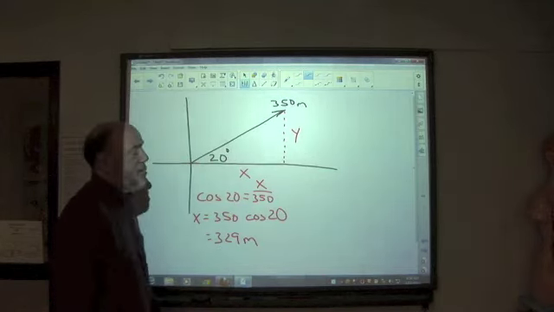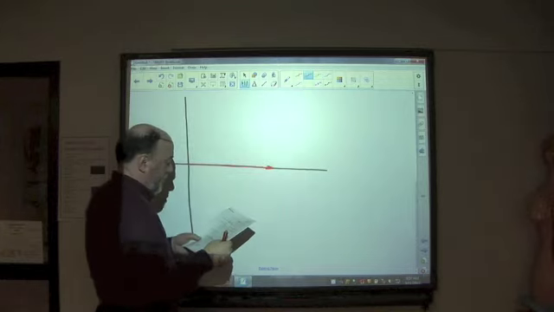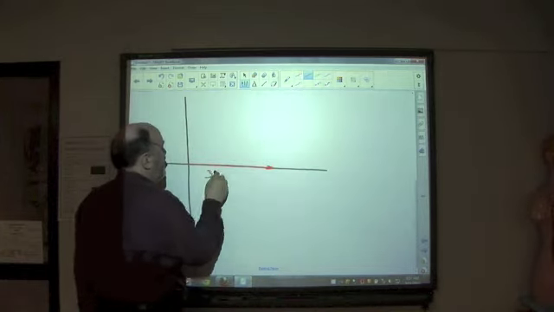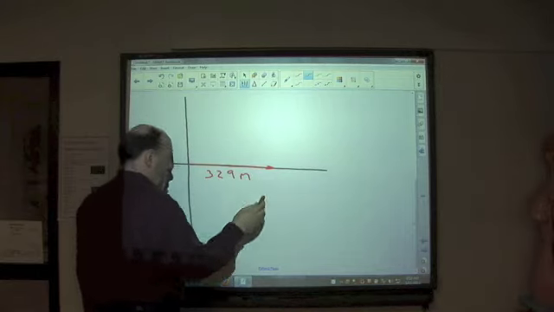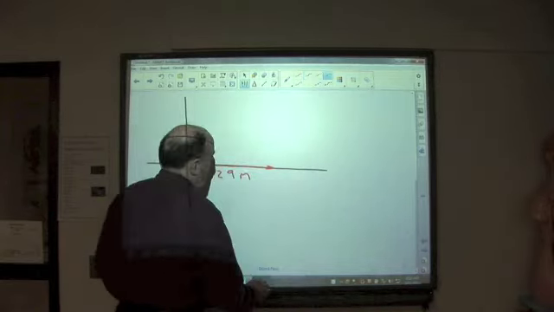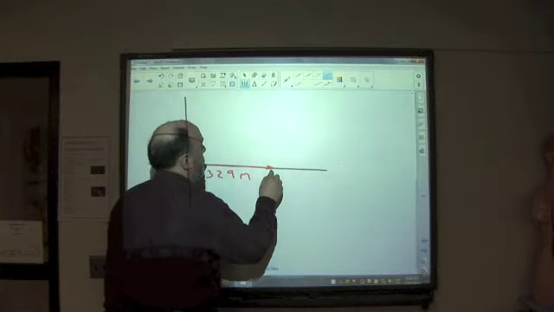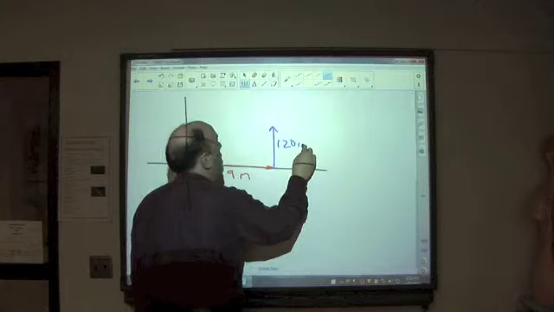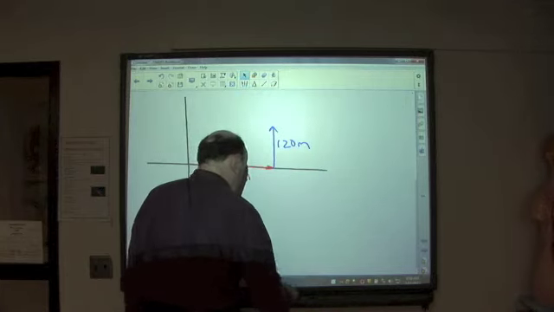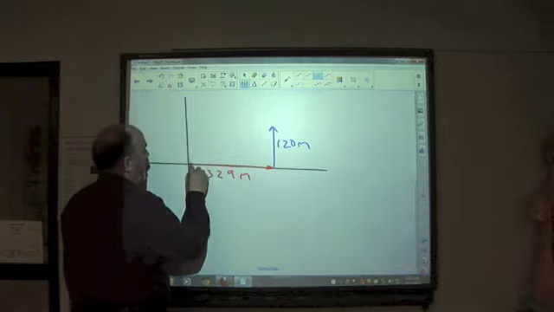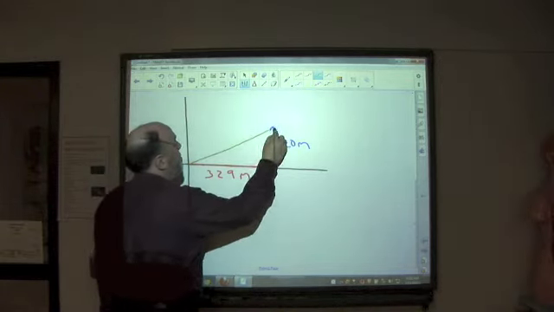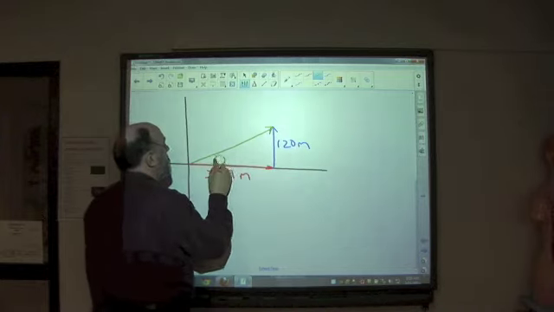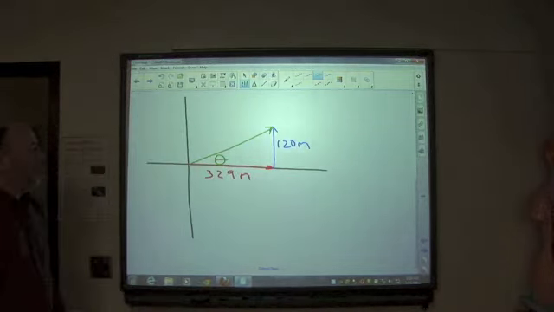And we now know that the person first goes 329 meters this way. Okay. They then go 120 meters in this direction. And what I want to know is, how far is it from here to here, and what is that angle? So I know those two things.